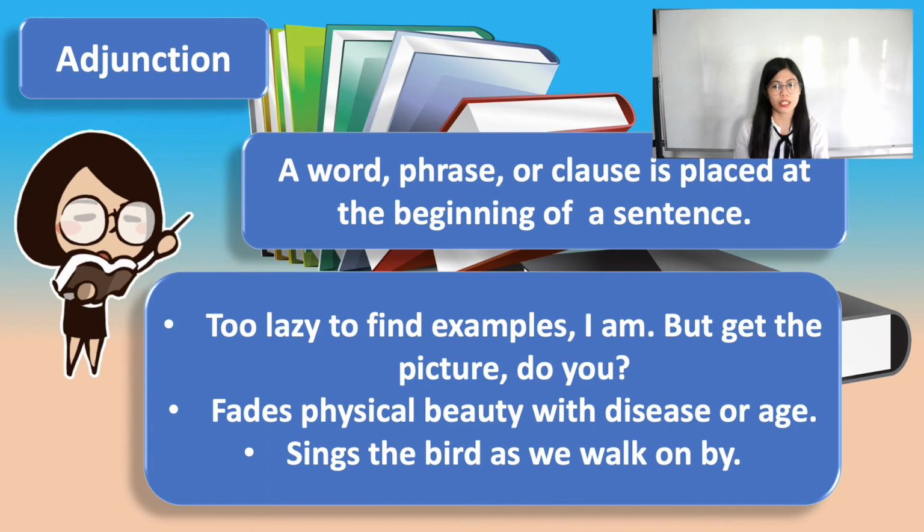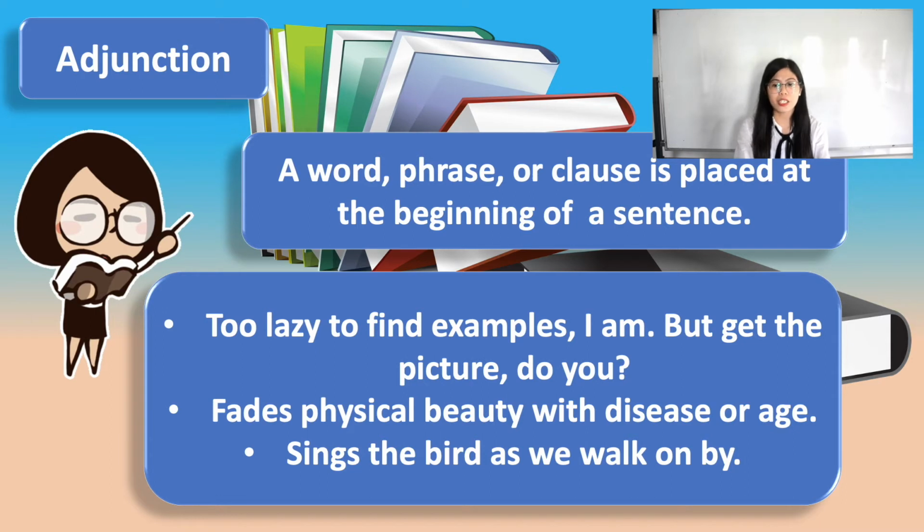Next figure of speech is adjunction. It is a word, phrase, or clause that is placed at the beginning of a sentence. Usually these words are verbs placed at the beginning of a sentence. For example: too lazy to find examples I am. But get the picture, do you?